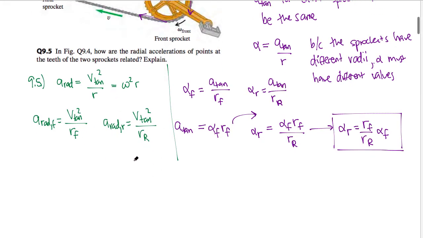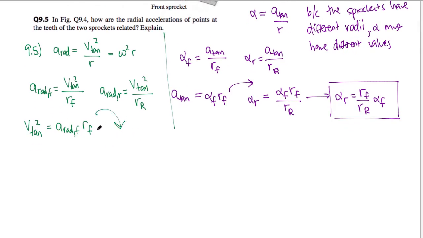And so now how do I relate these? Well, I do the same trick I did for the angular acceleration, which is I solve for the same identical component. So for the radial acceleration, that's going to be my tangential velocity squared, and that's just going to be a radial for the front times the radius of the front is equal to my tangential velocity squared. And so for this comparison, I have radial acceleration for the rear is going to be equal to, actually, I'm going to go ahead and skip to this. So I'm going to do the ratio of the radii times the radial acceleration of the front sprocket.